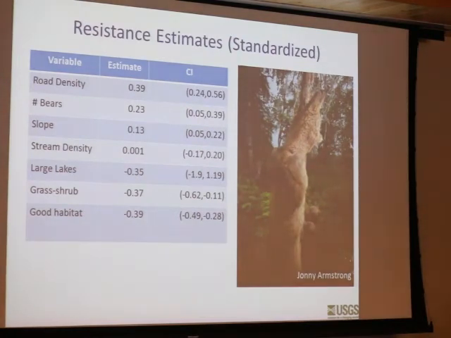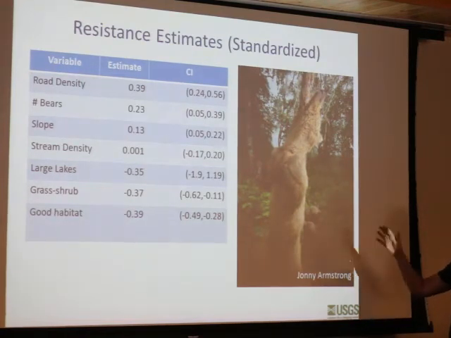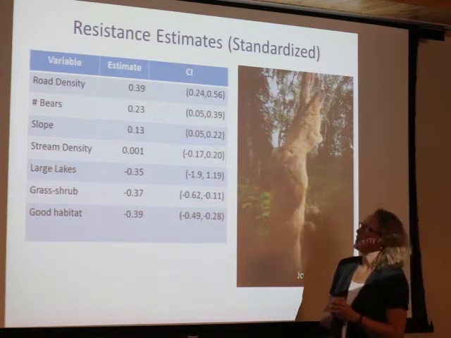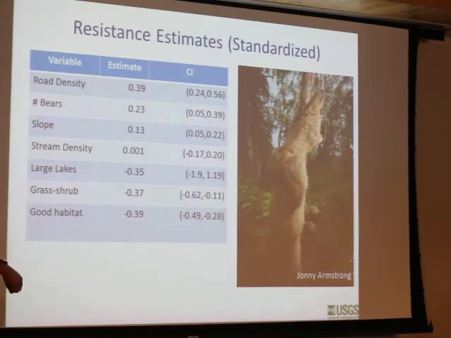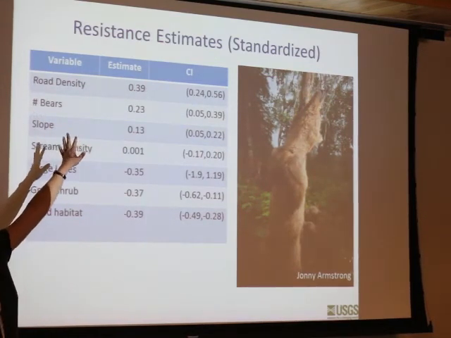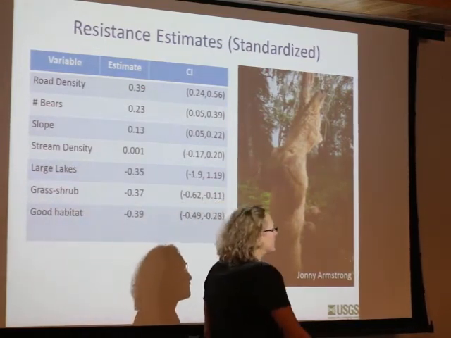And from this approach, we get actual resistance estimates that also have confidence intervals around them, which allows you to look directly at the sensitivity of your choices in terms of corridor development. And this is not going to be the final version by any means, but I was happy to see it was consistent with our expectations, at least that road density had higher resistance, and things like good habitat had really low resistance.